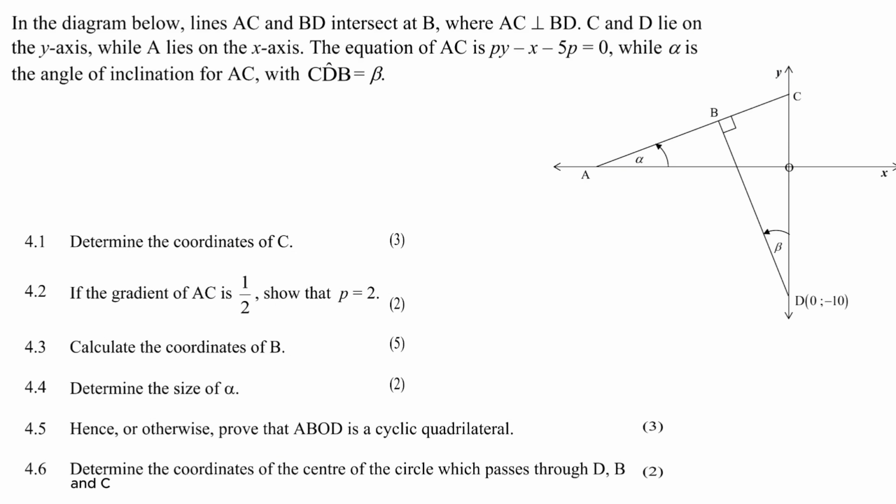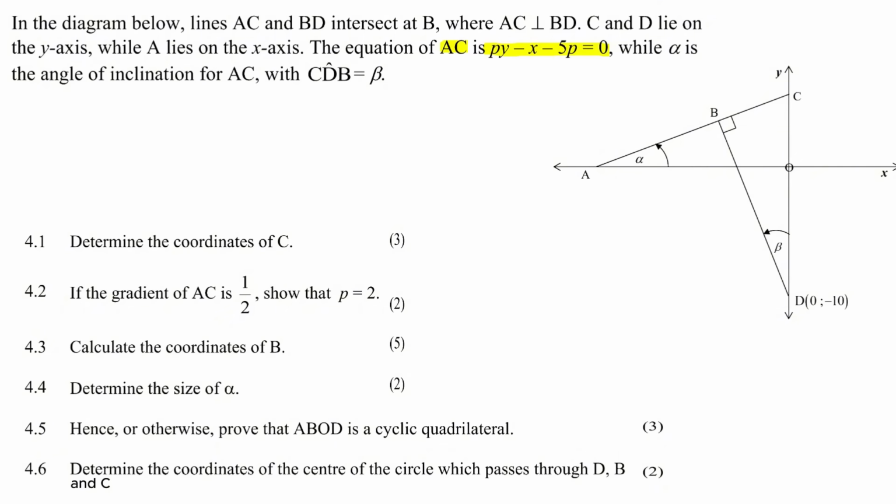In the diagram below, line AC and BD intersect at B. AC is perpendicular. So all that I'm ever looking for here is just information that they haven't shown. Okay, this is important. The equation of AC is that, while alpha is the angle of inclination, and that is equal to that. Okay, all good. First question, determine the coordinates of C.